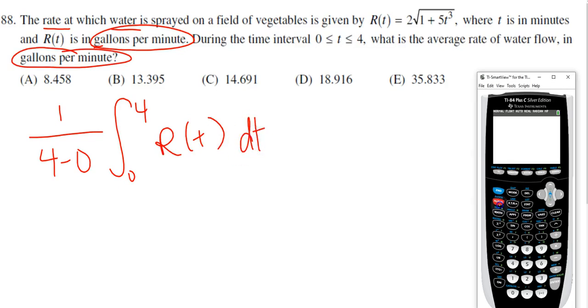All right, let's type that in. So alpha y equals, enter, 1/4. Right arrow, math 9, from 0 to 4, R of t is 2 times the square root of 1 plus 5x cubed. We'll go dx here.